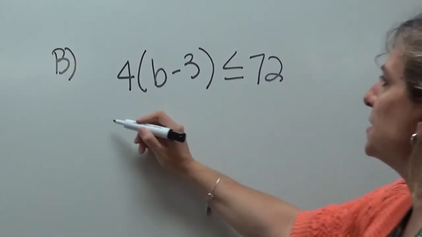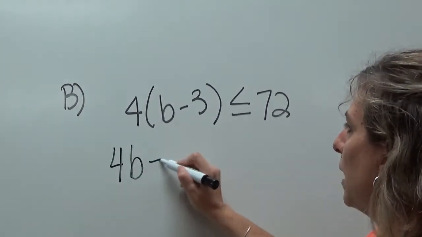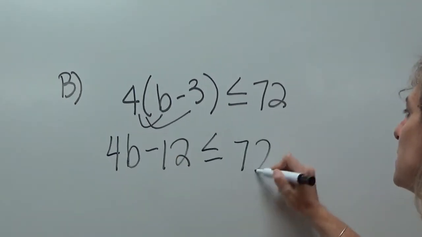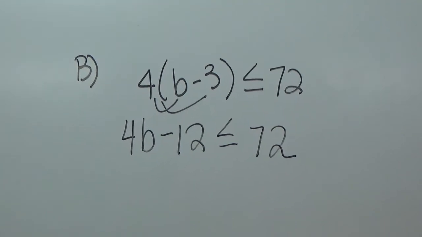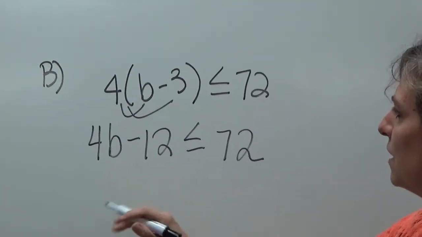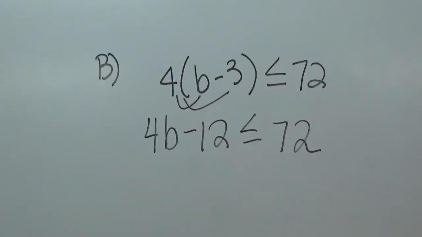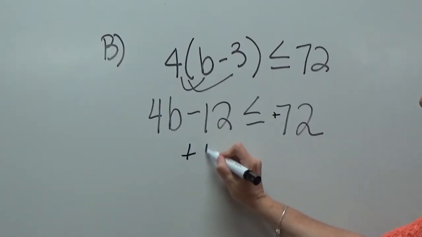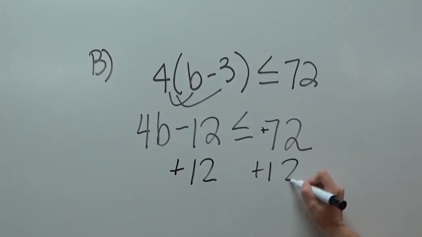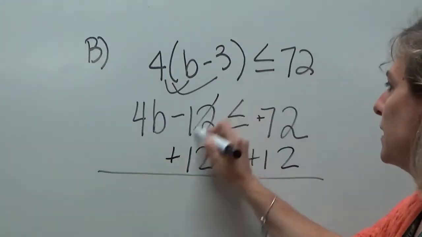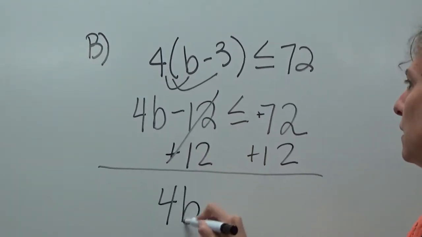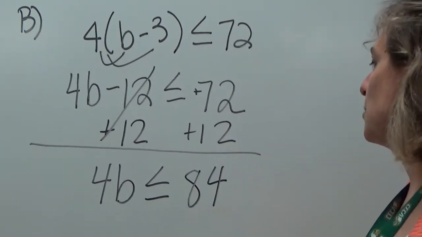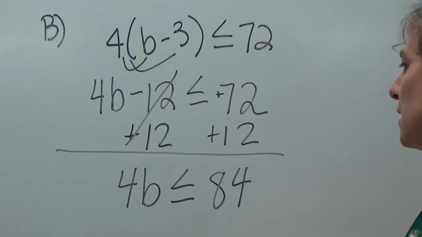Okay, so let's see how you did. 4b minus 12, I'm distributing the 4, is less than or equal to 72. Okay, so how do I get the 4b by itself? I have to worry about addition and subtraction first. I know this is positive, that's negative. I have to do the opposite. Doing the opposite, that cancels out. I get 4b less than or equal to 84, which is nice because 4 can go into 84.